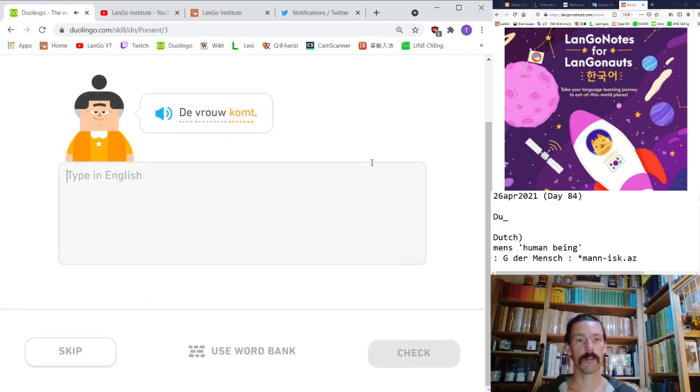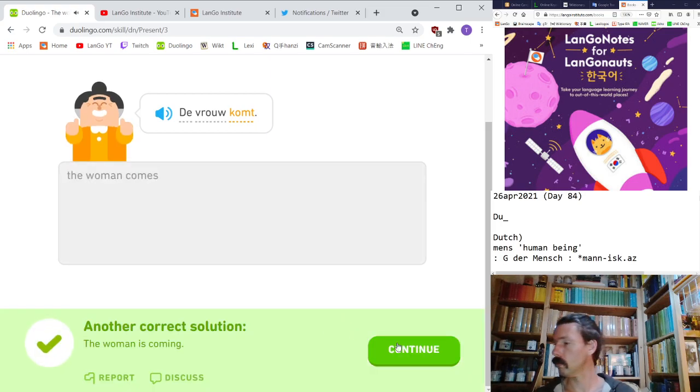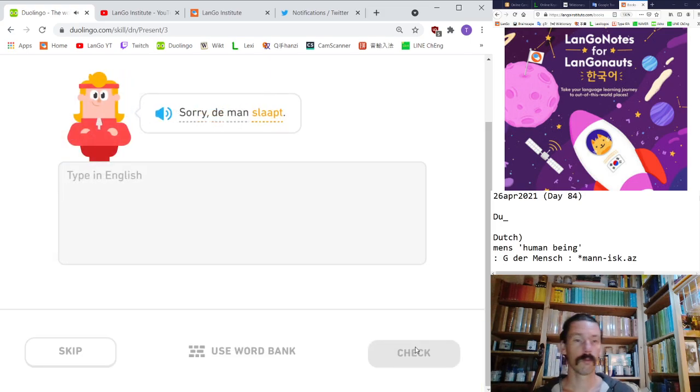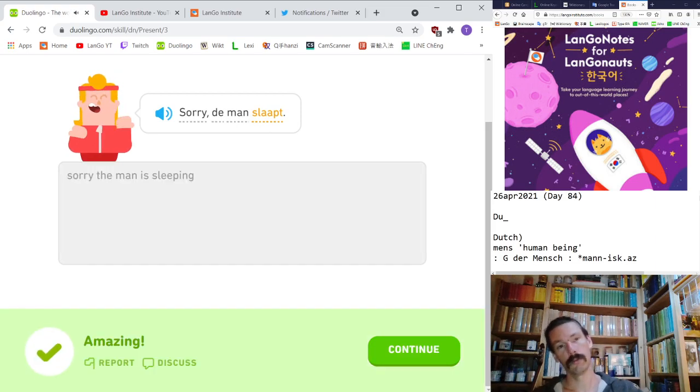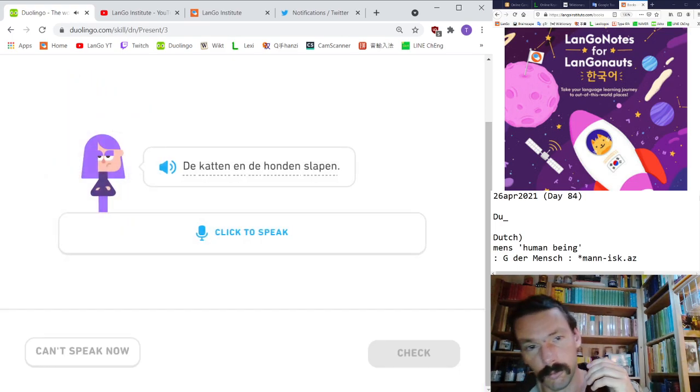De vrouw komt. Woman is coming. Sorry, de man slaapt. The man is sleeping. De katten en de honden slapen.